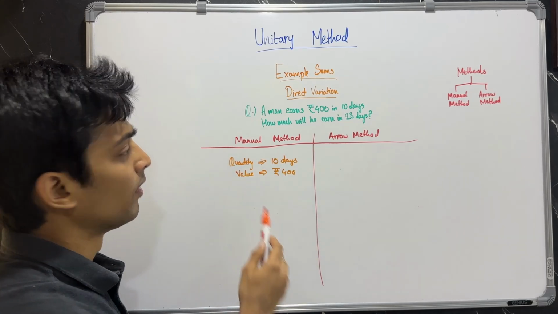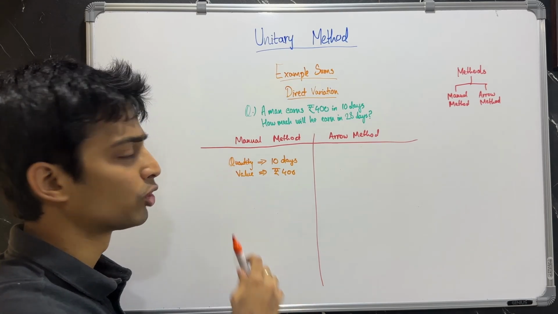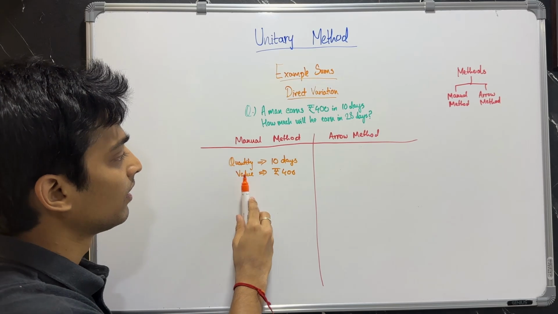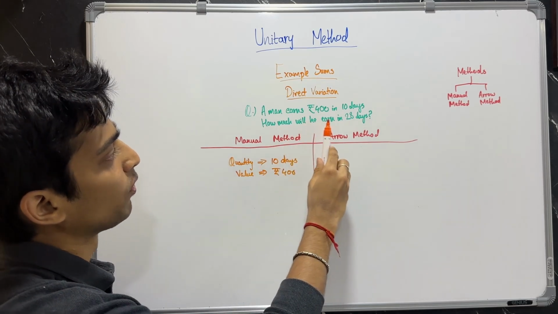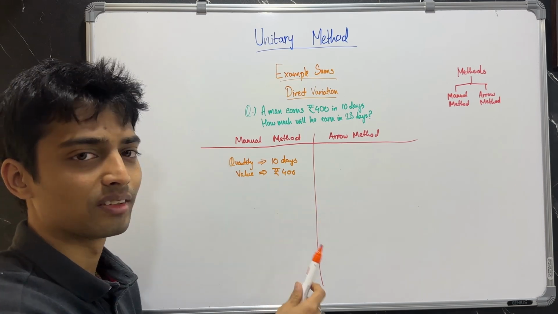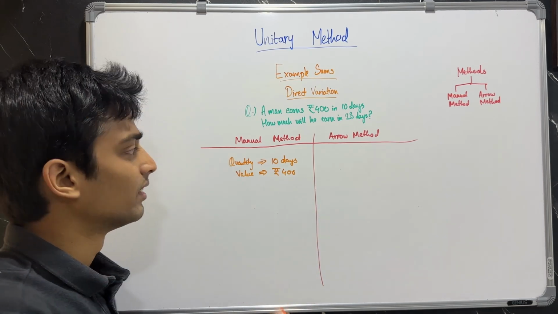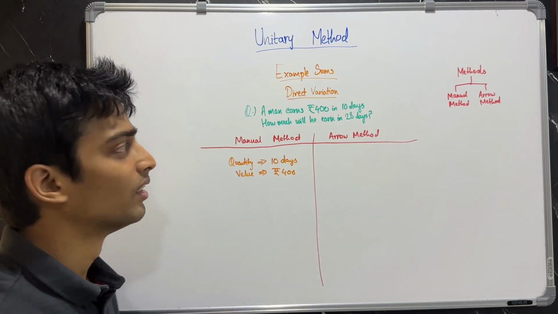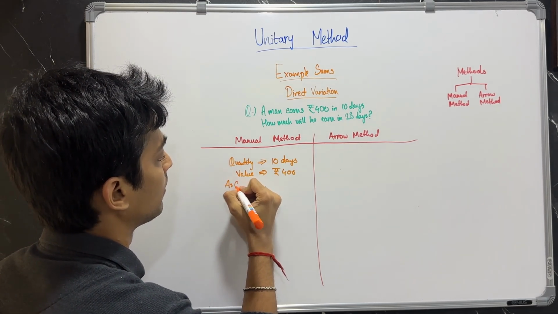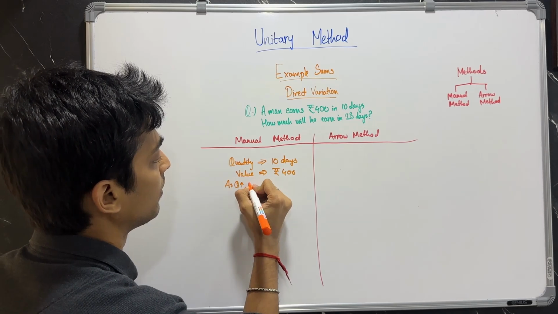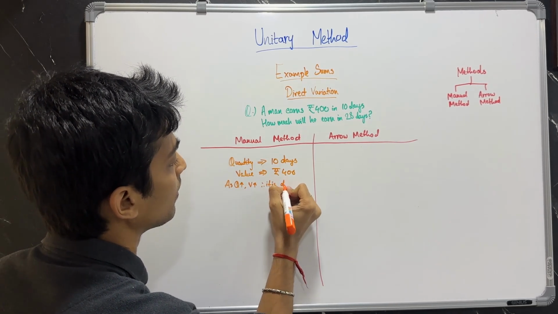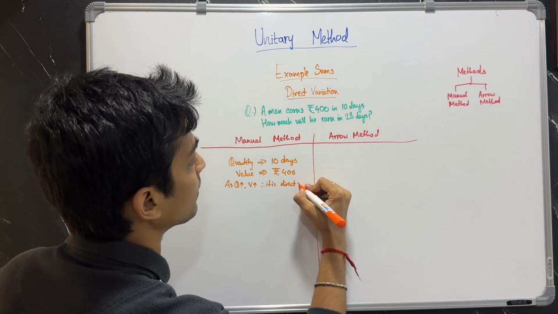So let's check. For direct variation, quantity and value should be in the same direction. So if quantity increases, value also should increase. Let's check that. So a man earns 400 rupees in 10 days. That means the more amount of days he works, the more the money he will get. That means this is direct variation. So we can solve now. So we can write as quantity increases, value also increases, therefore it is direct variation.